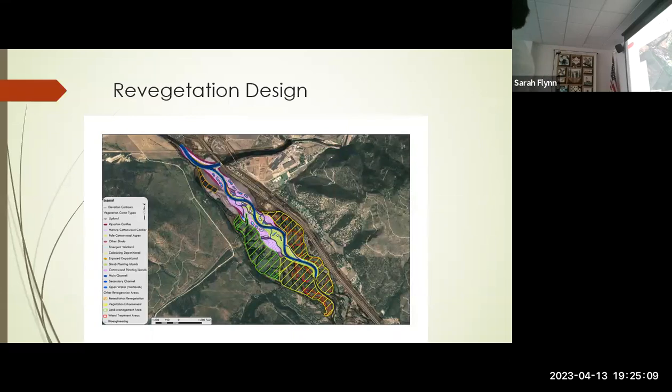Oftentimes in wetlands, or in riparian systems, the channel moves around and we have abandoned oxbows. And so we'll have those depression features that can support wetlands, maybe even herbaceous wetlands and shrub dominated wetlands. So those would be old oxbow features or just scours in the floodplain.